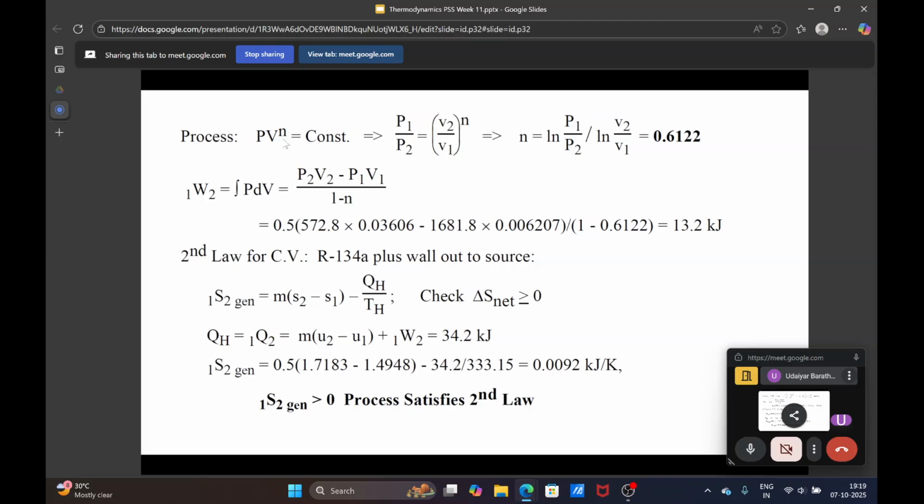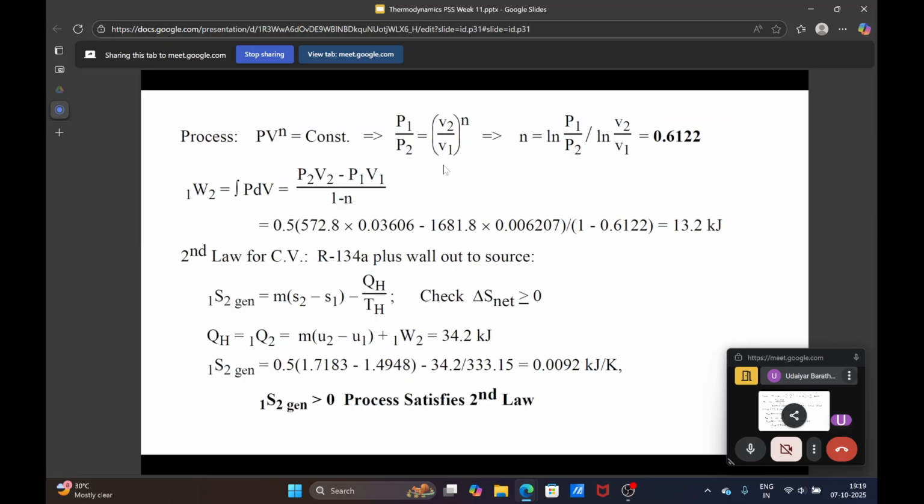So the process is PV raised to power n equals constant, so we can write it as P1 by P2 equals V2 by V1 raised to power n, because mass is constant. So n is nothing but ln P1 by P2 divided by ln V2 by V1. So substituting the P1 and P2 pressures, we get n to be 0.6122. So that is the polytropic index.